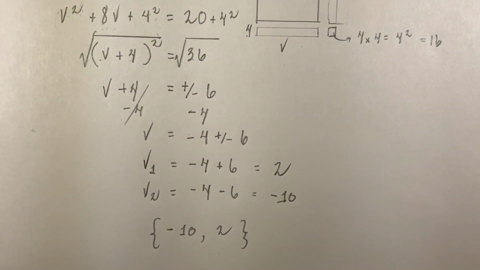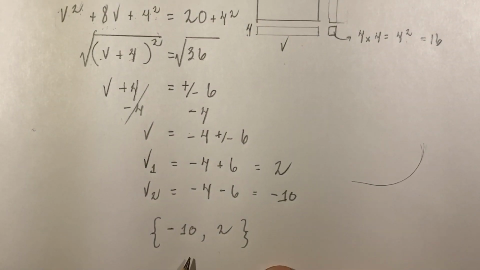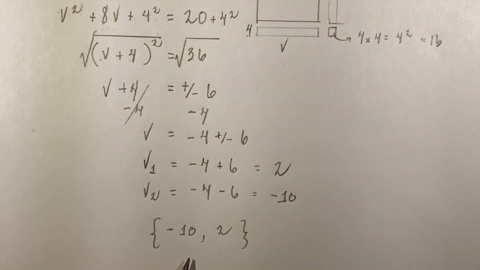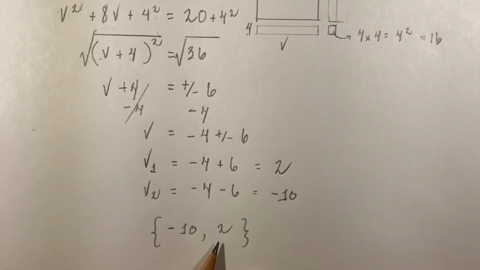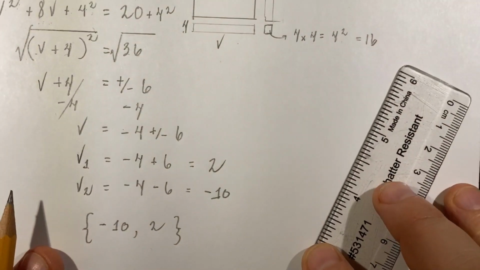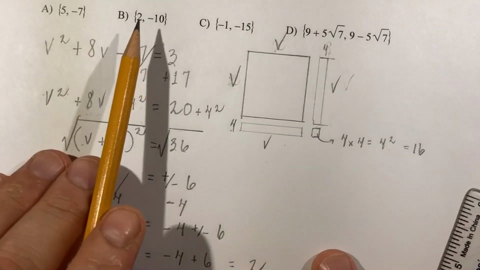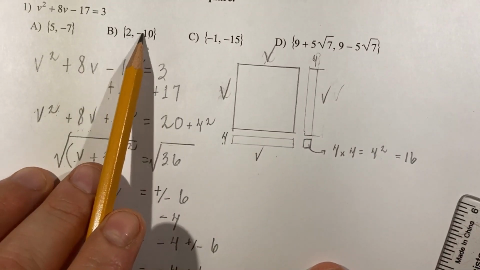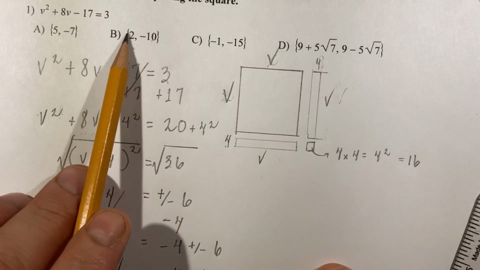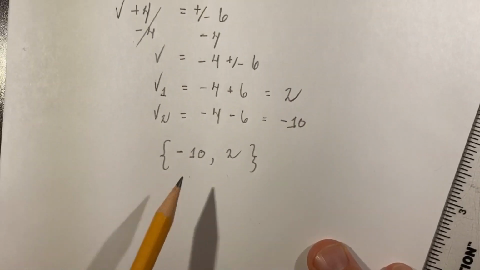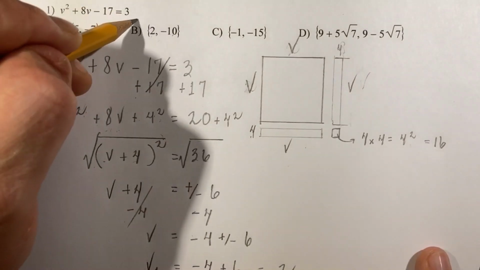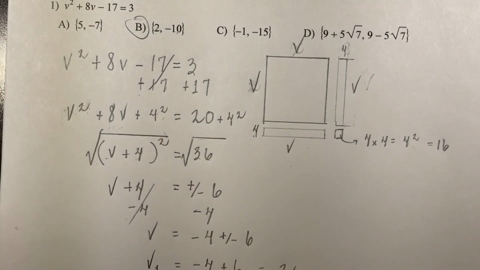And what that means is that this graph crosses the x-axis at negative 10 and positive 2. Okay, so let's go look for that. 2 and negative 10. Usually we would list them with the negative number first, like this, but that's the answer. Moving on.